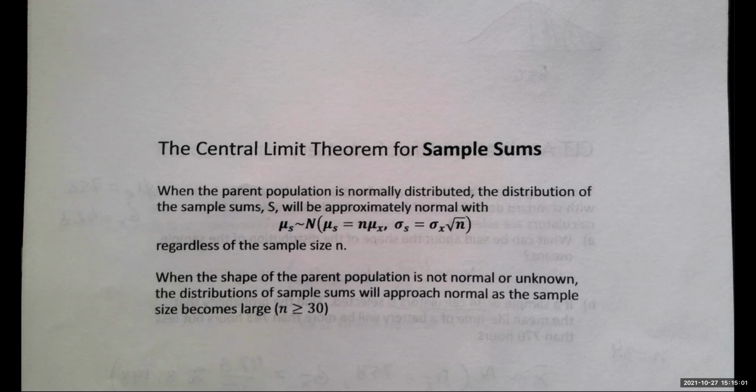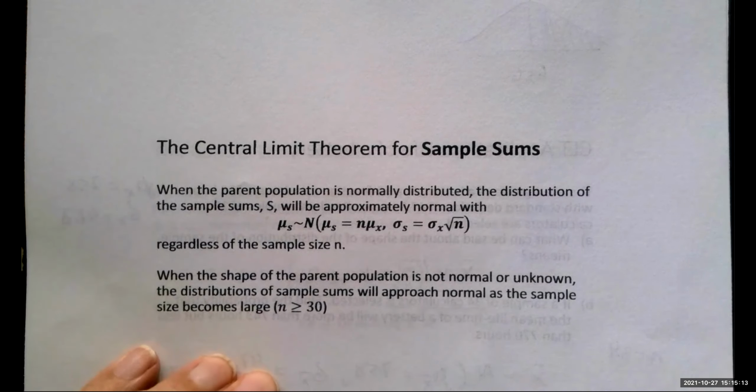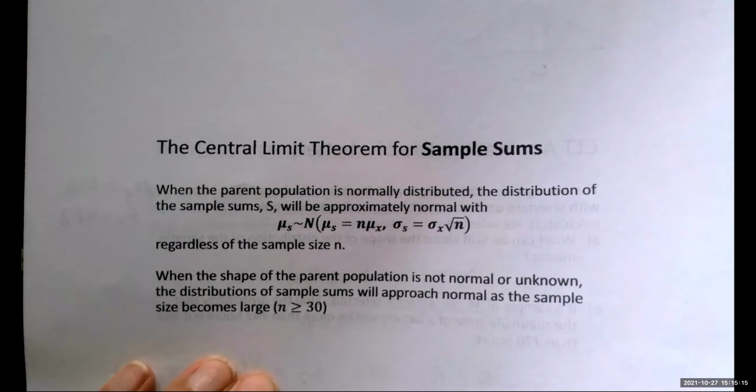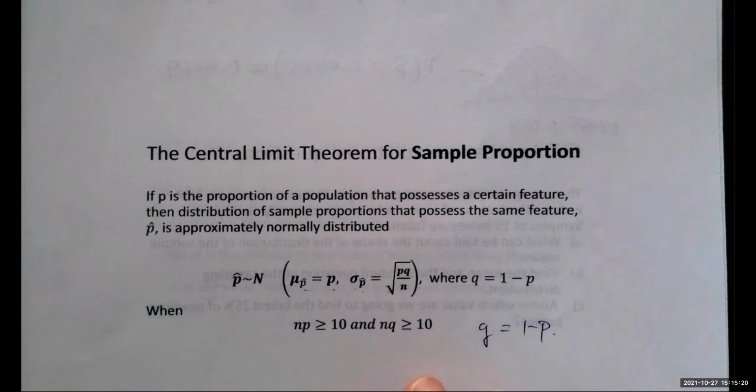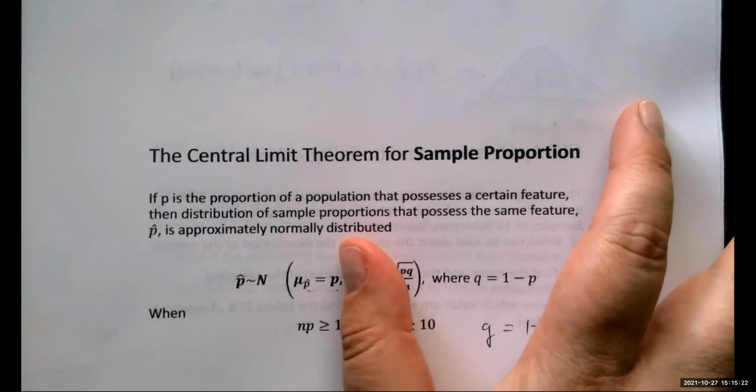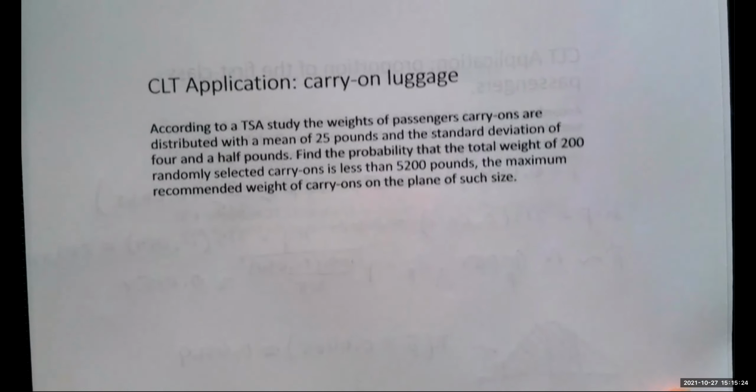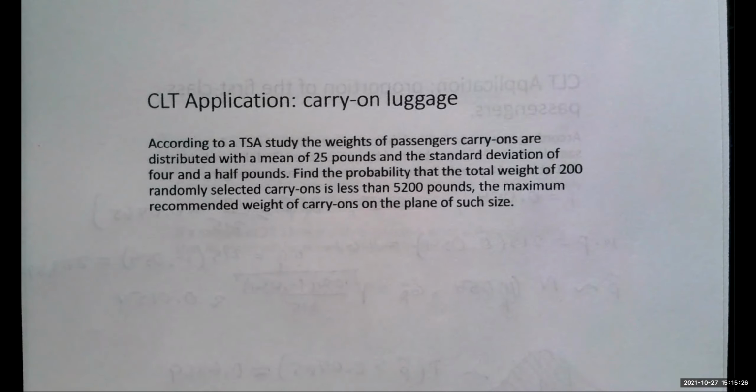Now, when the shape of the parent distribution is not normal or unknown, then we will need large samples of size 30 or more, just like with the distribution of sample means. That is very similar. Okay, let's take a look at an application.